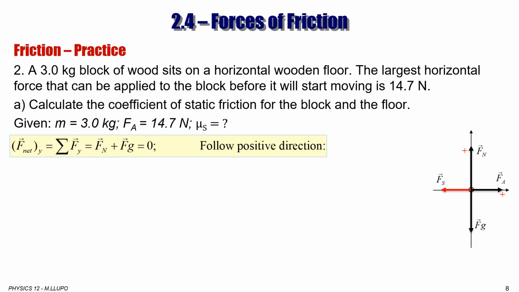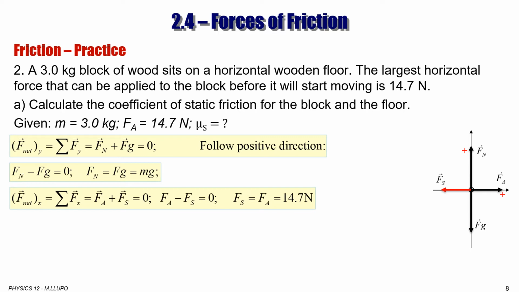Static equilibrium is not moving up and down. So that means F net is 0. So Fn is equal to Fg is equal to mg. On the x-axis, we have two forces, Fa and Fs, and the sum is equal to 0, because it's a static maximum before it starts moving. So that means it's a static equilibrium again. So Fa is equal to minus Fs, then Fs is equal to Fa, which is equal to 14.7.